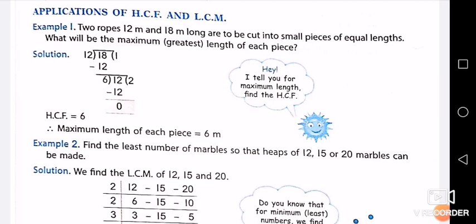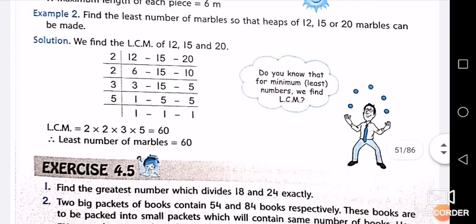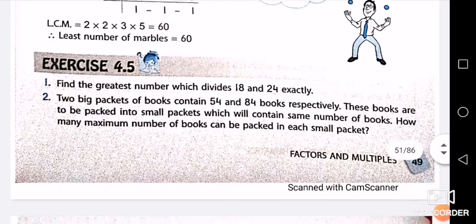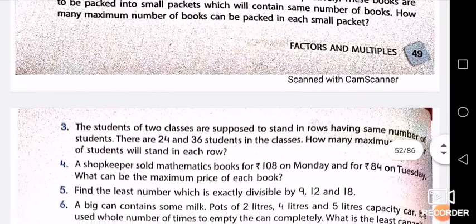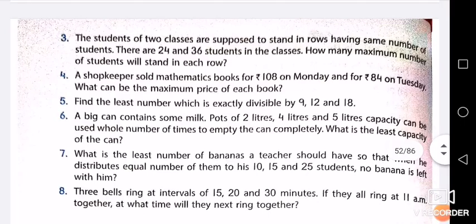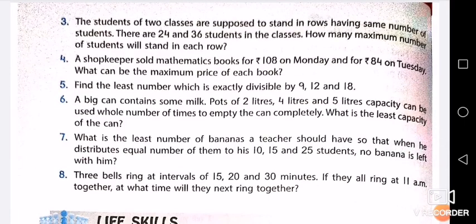As you can see on the screen, example 1: two ropes 12 meter and 18 meter long are to be cut into small pieces of equal length. What will be the maximum, greatest length of each piece? So this example 1 we have done, and example 2 also. With that we started exercise 4.5 yesterday, and we completed questions 1, 2 and 3. So now today we will start question number 4.